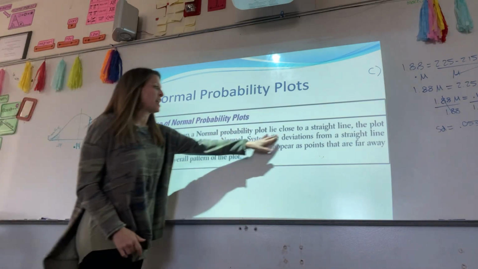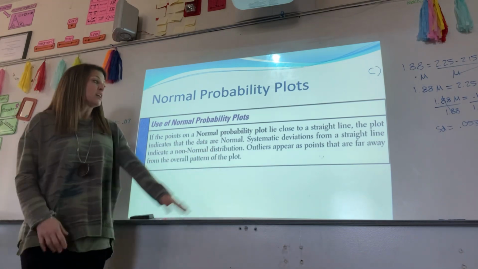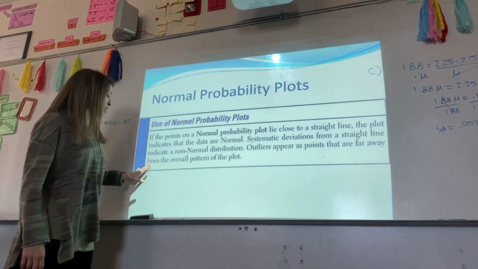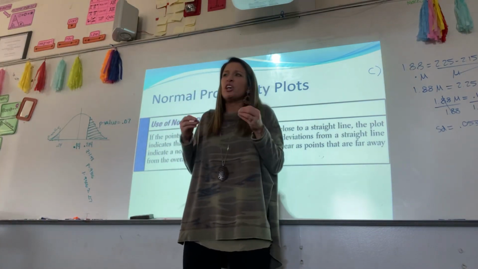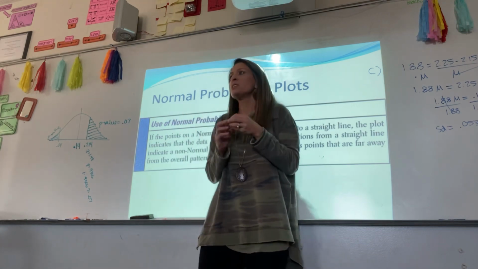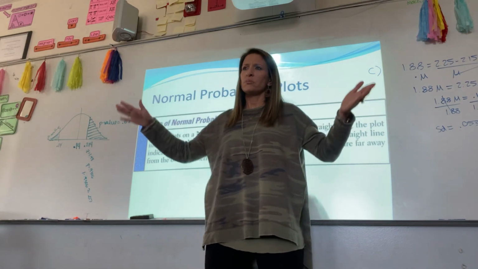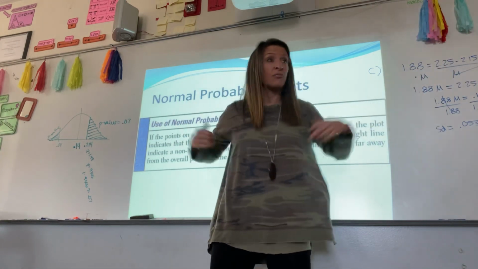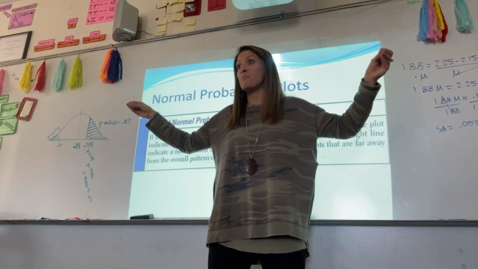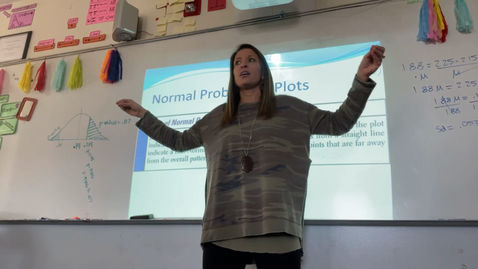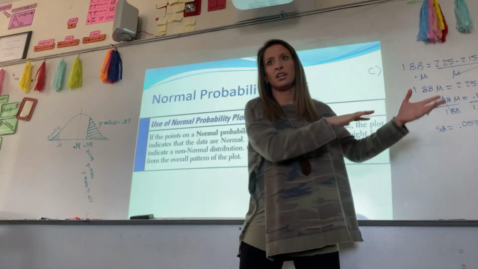Systematic deviations from the straight line indicate a non-normal distribution. Outliers may appear to be very, very far away. Again, I call them unusual points, but could an outlier be part of a normal distribution? Like you have this curve. Could it be really far down there and really far down there and it's still following under the curve? Yeah, so you can have some outliers in that, but you're not going to have like 5 outliers over here and none over here, because then that might start causing it to skew.